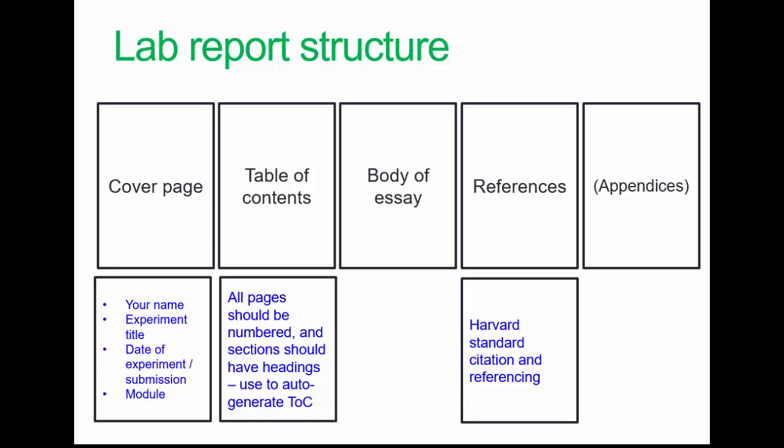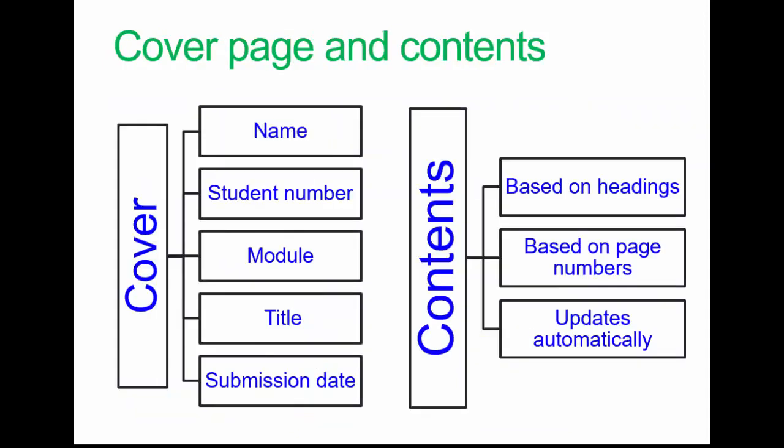Okay, so there's the overall structure. Got a cover page, table of contents, the body of the essay, references, and then maybe some appendices. There are various reasons why you might want to include appendices. So we'll go through these sections again in more detail, and we'll just review them briefly here. So your cover, it's always a good idea to have a proper cover page. Your name on it, your student number, your module, your title, and the submission date. Maybe the date on which you did the experiment as well.